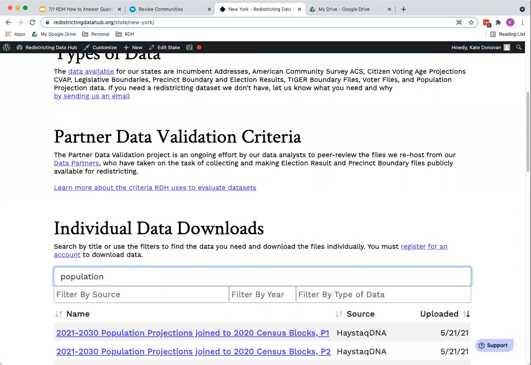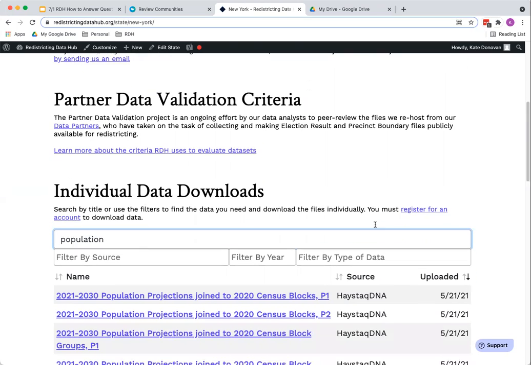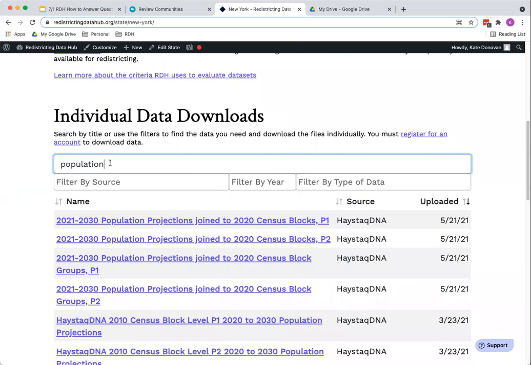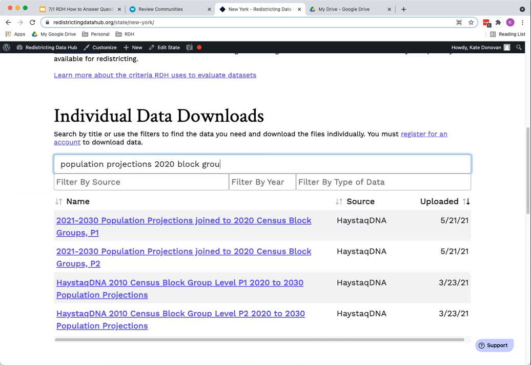There are many ways to sort and filter our data. I'm just going to simply type it into the search bar here. I want population projections based on 2020 census blocks, and I want it at the block group level. So these are the 2 data sets that I am interested in. There's table P1 and table P2. I'll take table P2 that breaks up race by ethnicity.